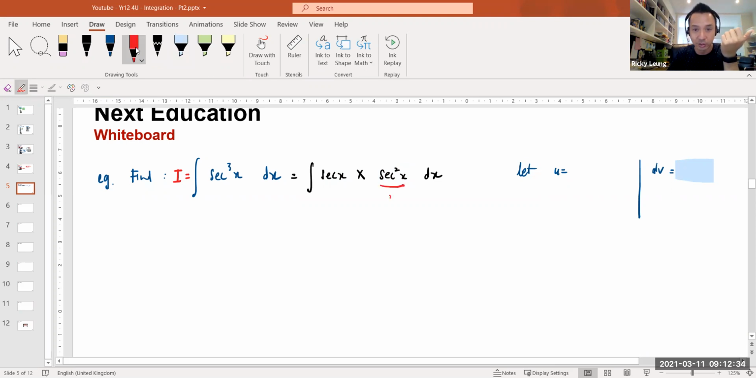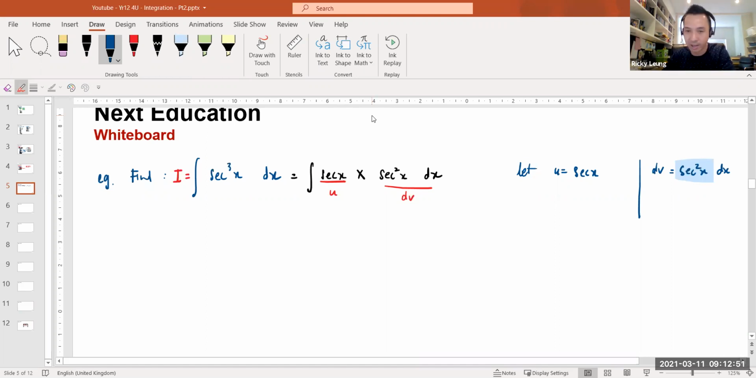This guy is going to be dv, sorry, together with the dx. It's going to be dv. This guy is going to be u, right? So decision's made for me. This guy's going to be sec x. This guy is going to be sec squared x dx, right? It's been made for me.